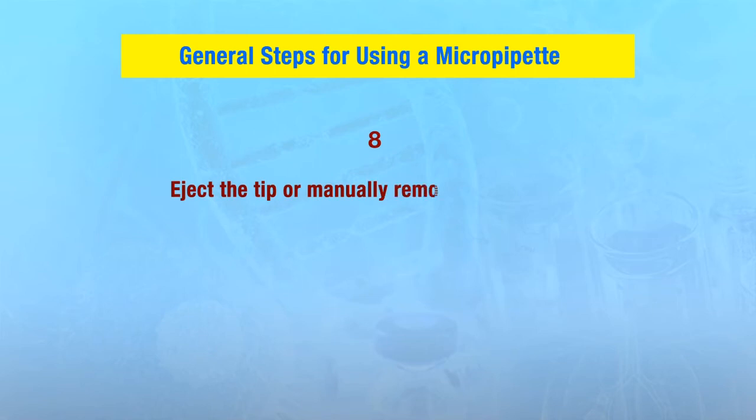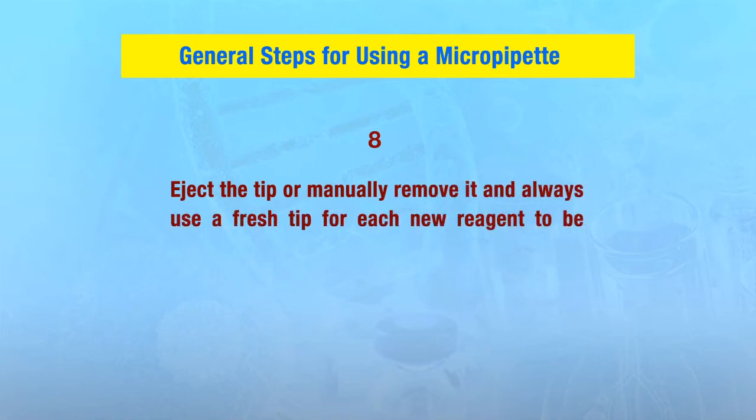Eject the tip or manually remove it, and always use a fresh tip for each new reagent to be pipetted. The following precautions should be taken when using a micropipette for accurate measurement and maintenance of the micropipettes.